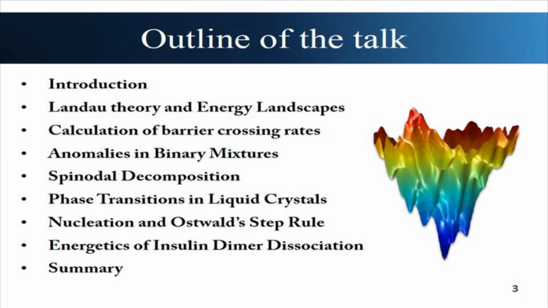So, the basic idea goes back to Landau theory, which I will describe a little bit. As I said, a little bit of an element of class will be here today. Then the barrier crossing rates, the kind of things that Rajorshi does and many physical chemists do. Then we will go to one textbook anomaly in a Brownian mixture. Then there is spinodal decomposition and the materials science things, and phase transition in liquid crystals.